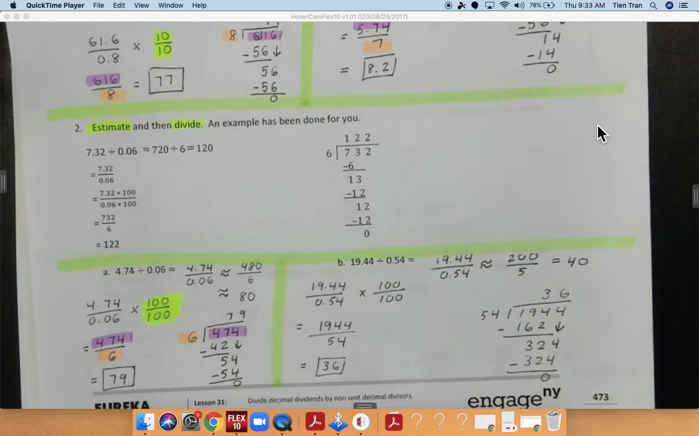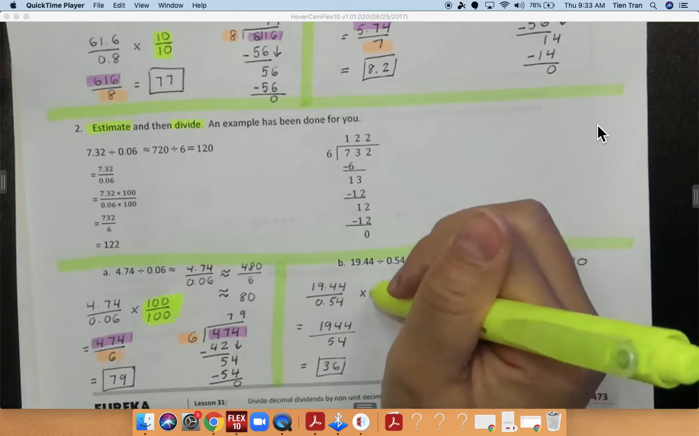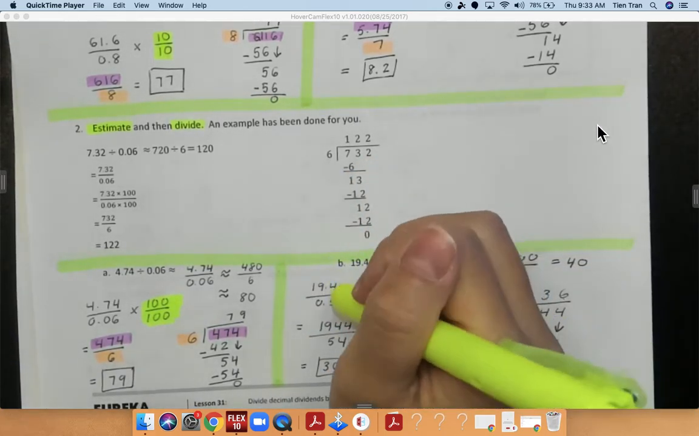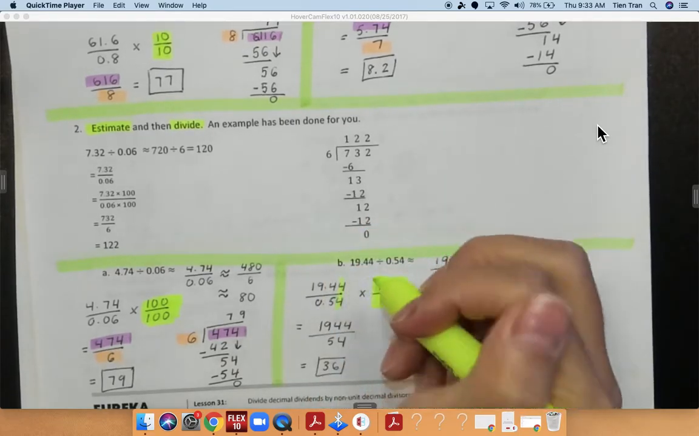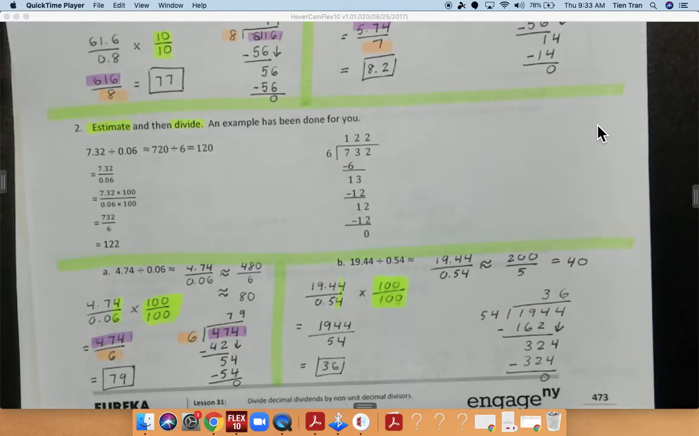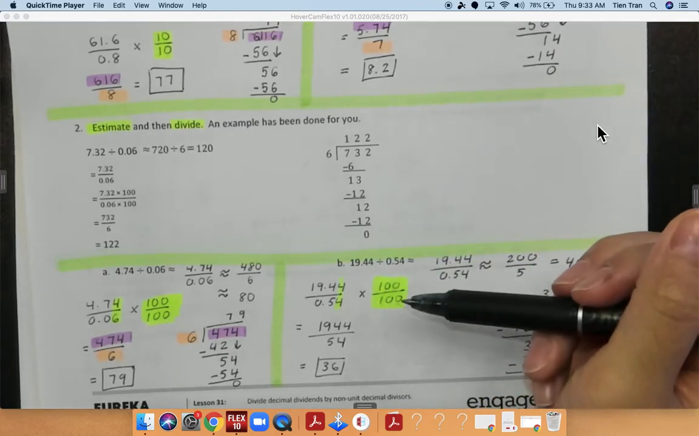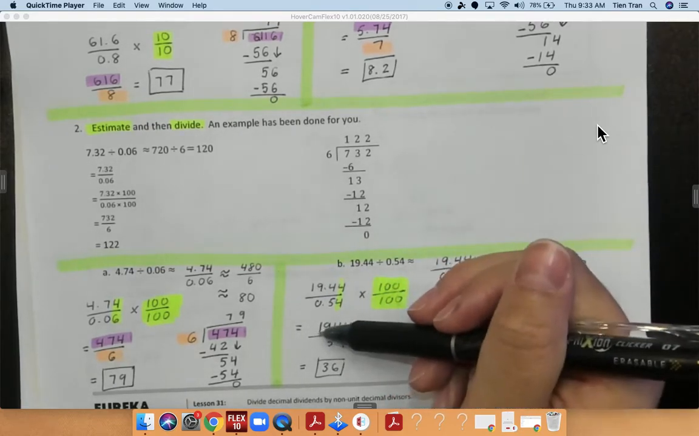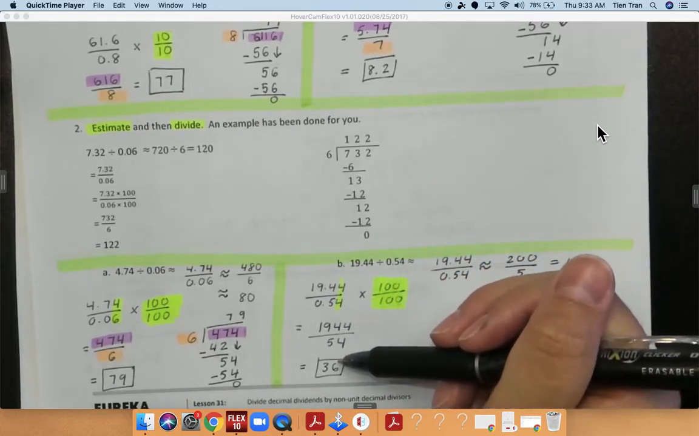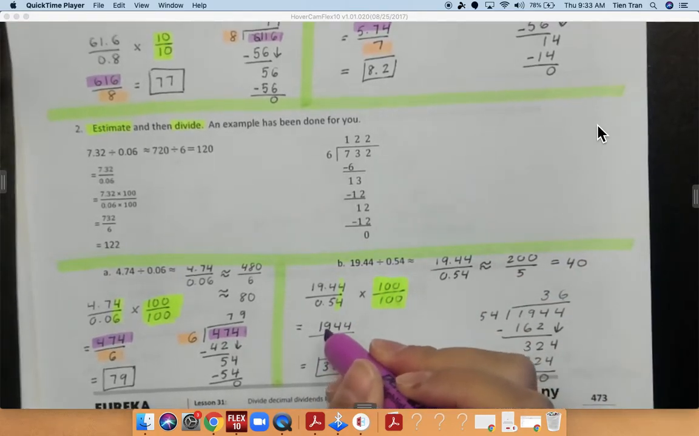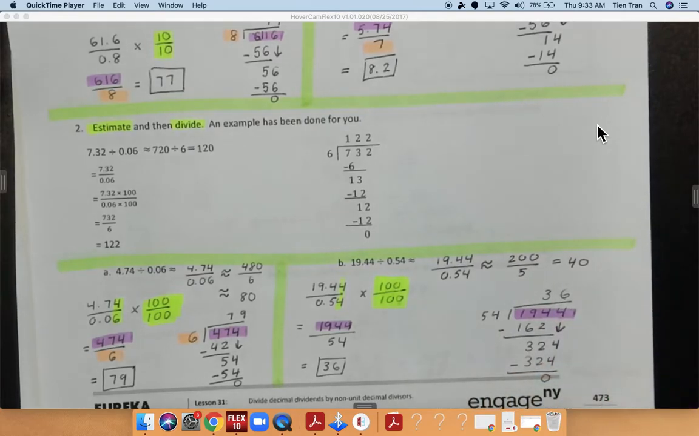So if you look here, they multiply times 100 because the last digit, this 4 and this 4, are both in the hundredths place. I should highlight this so you guys know where the hundreds are coming from. I'm getting it from the numbers that I see, because I want to change it into a number that is not a decimal. So when I multiply that, I get 1,944 over 54. So I am going to divide. 1,944 is going to be my dividend, and 54 is my divisor.